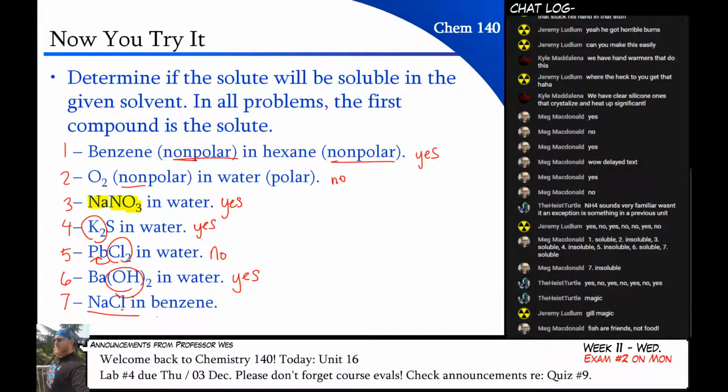Here I got NaCl, but I'm not putting it in water anymore. I'm putting it in benzene. And you'll notice that benzene up here is nonpolar. And remember how I said earlier, things that are nonpolar should be thought of as doesn't have a charge. Well, NaCl is ionic, and benzene is nonpolar, so these don't mix. They do not dissolve.